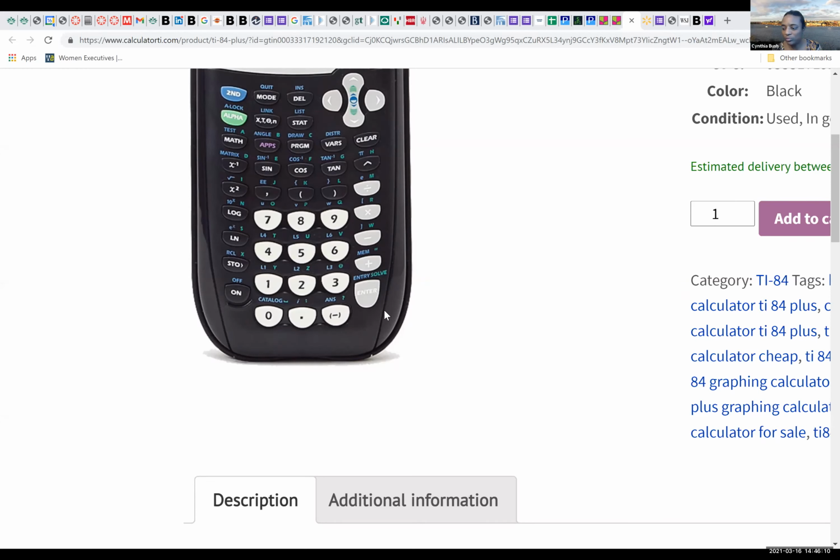Mark, do you have a question? Should the cursor be over the zeros when I'm hitting the alpha and solve? Yes. Okay. Anybody else have a question?